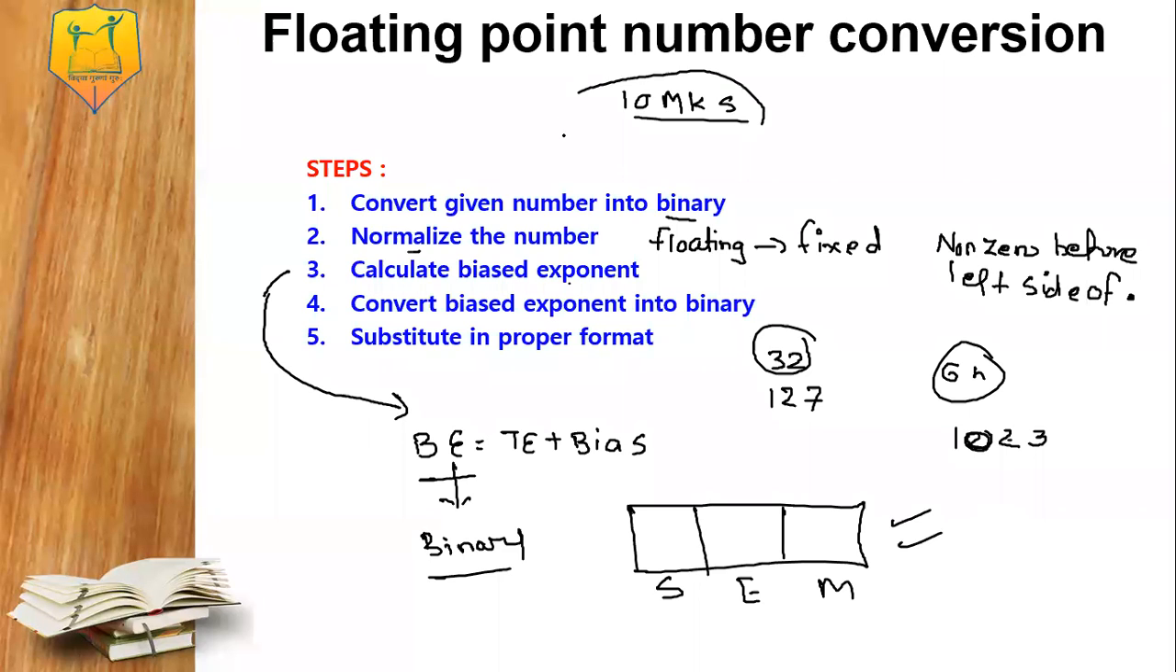For this 10 marks question, till today, two types of questions have been asked in the exam. There are only two variations they used to ask. They will give you a decimal number and ask to convert it into a floating point number, or else they will give you a hexadecimal number and ask to convert it into a floating point number.